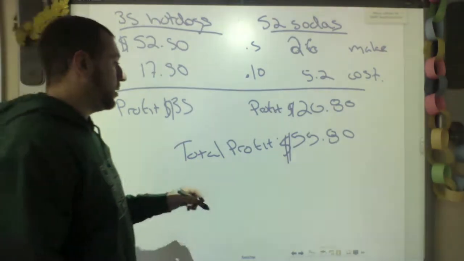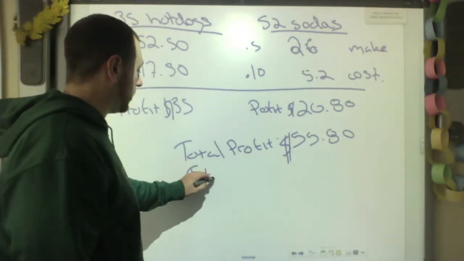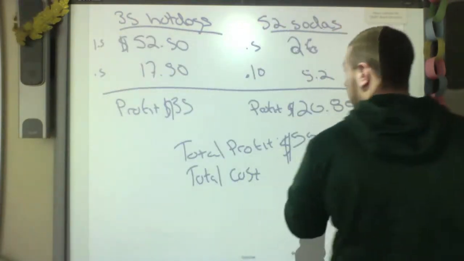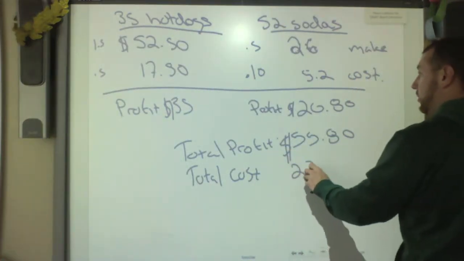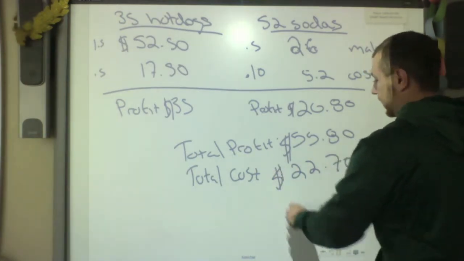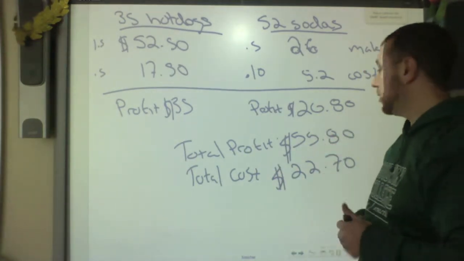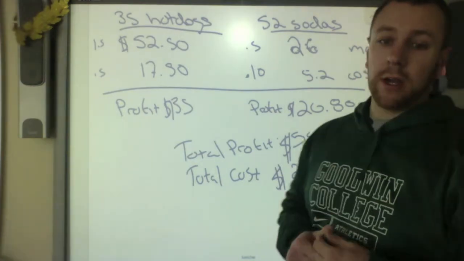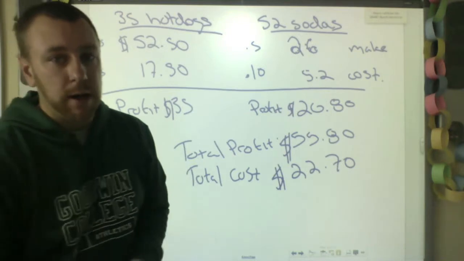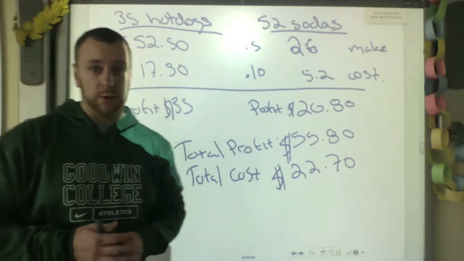Okay, the total cost for everything was $22.70, which adds up to my total $87. Okay, so that's the example of a systems problem we're using the close reading protocol.